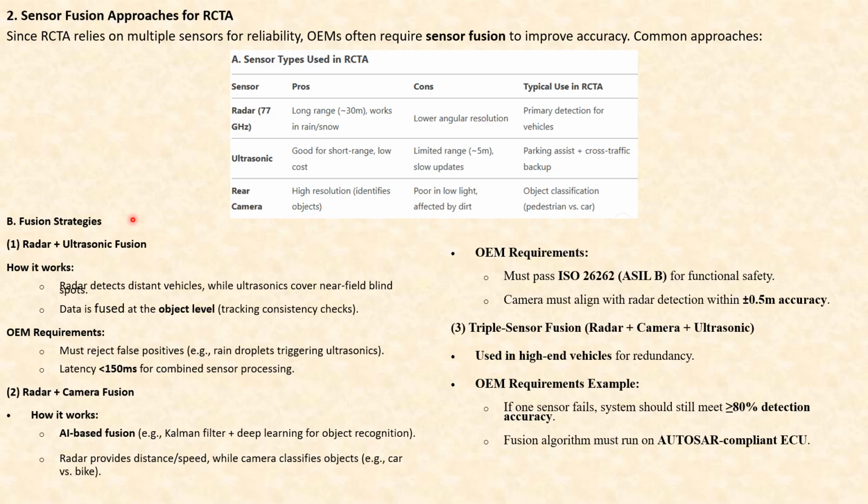Now, what are the various fusion strategies? First fusion strategy is radar plus ultrasonic fusion, and this works by radar detecting distant vehicles while ultrasonics cover near-field blind spots. Okay, and data is fused at object level, with tracking consistency checks. So at the object level, the data is fused. All right, and what is the OEM requirement? The OEM requirement is it must reject false positives, and latency should be 150 milliseconds for combined processing.